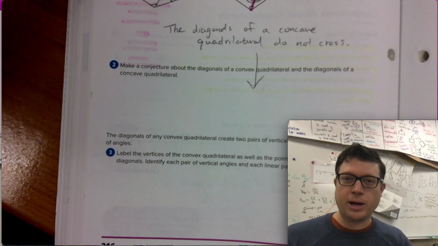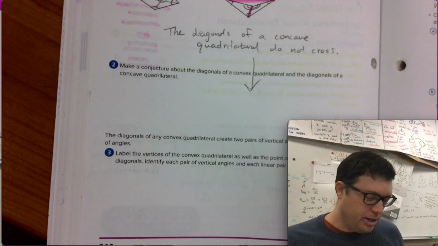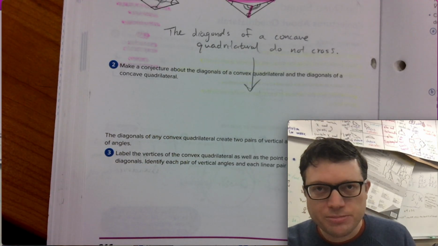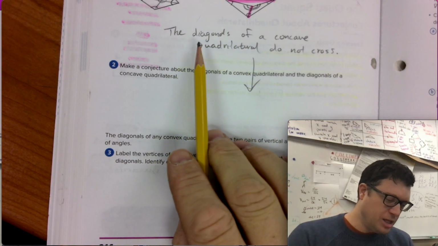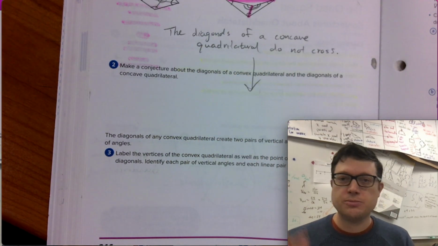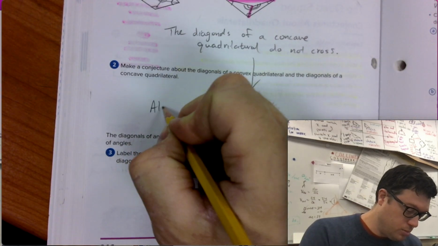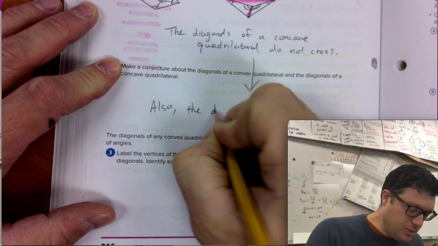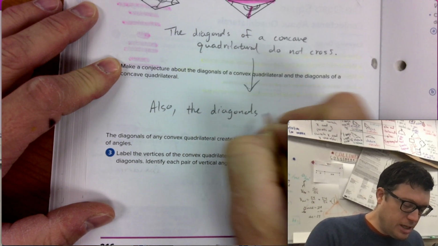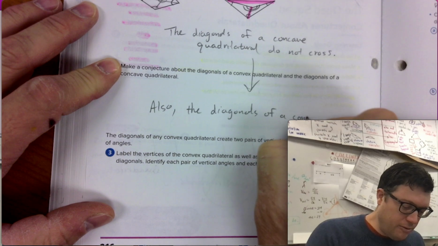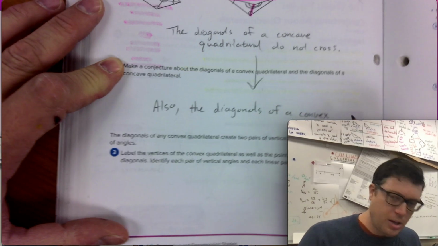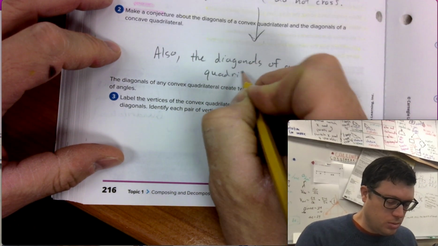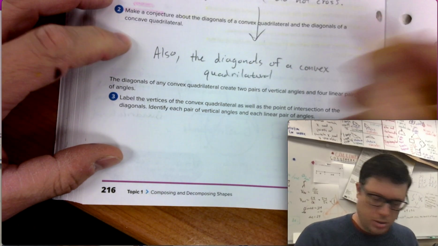Oh, you're probably writing it right now, aren't you? And I'm moving the camera. Deal with it. You can always pause the video, rewind, move forward, skip ahead. Please do that. The diagonals of a concave quadrilateral do not cross. Then also, conversely, or relatedly, the diagonals of a convex, I hope I said concave that last time, go back and check the tape, the diagonals of a convex quadrilateral intersect.